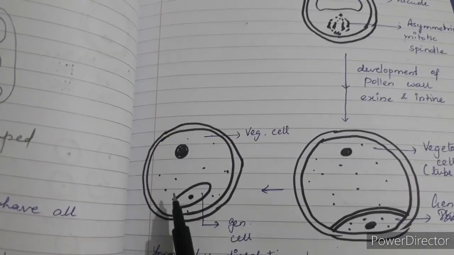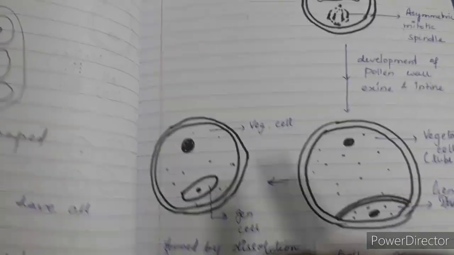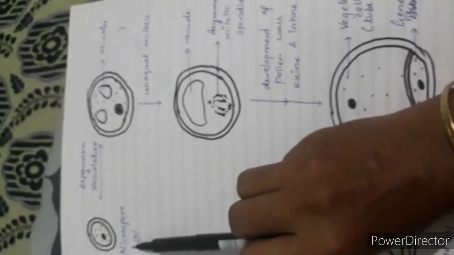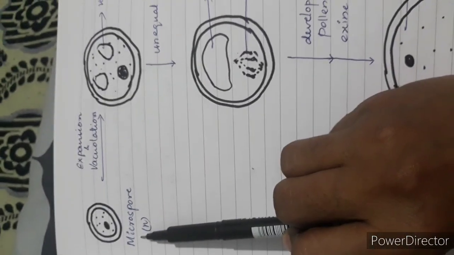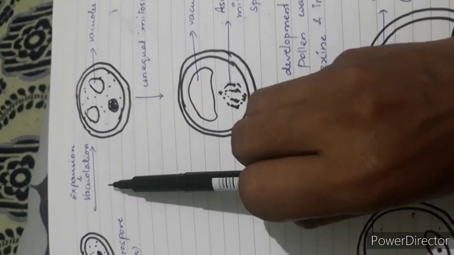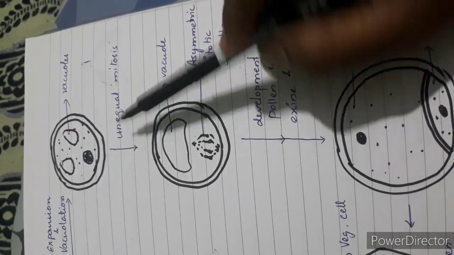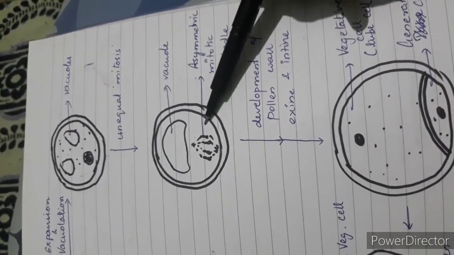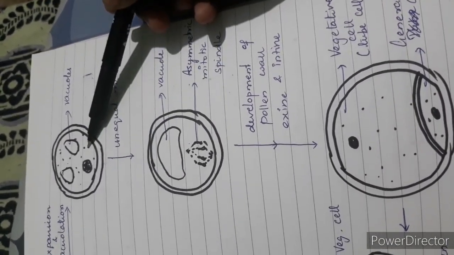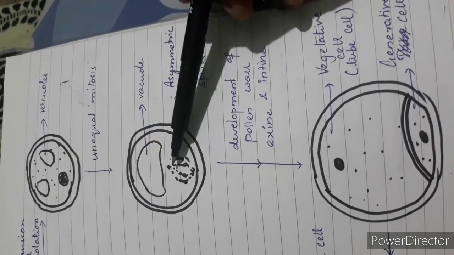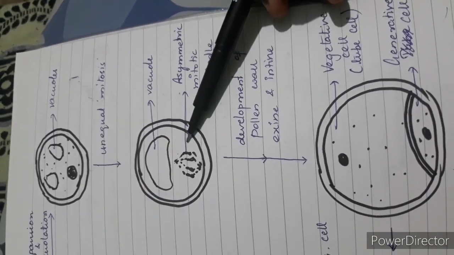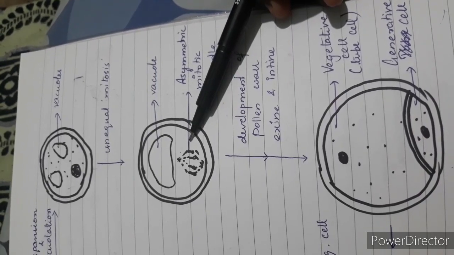So this is the final structure we are going to get. Let us look at the entire structure one more time. The entire process we are going to revise now. Microspore is a haploid cell which undergoes expansion and vacuolation. So vacuoles formed here, the size has increased, and then it undergoes unequal mitosis because the nucleus is pushed towards one side of the cell. So there is an asymmetric mitotic spindle formed here indicating the mitosis process.